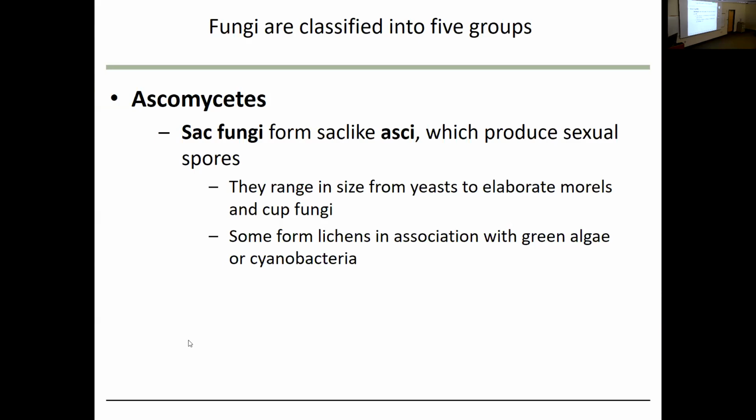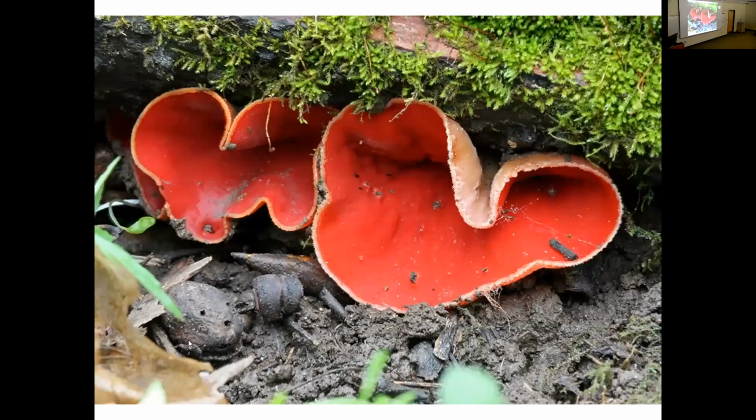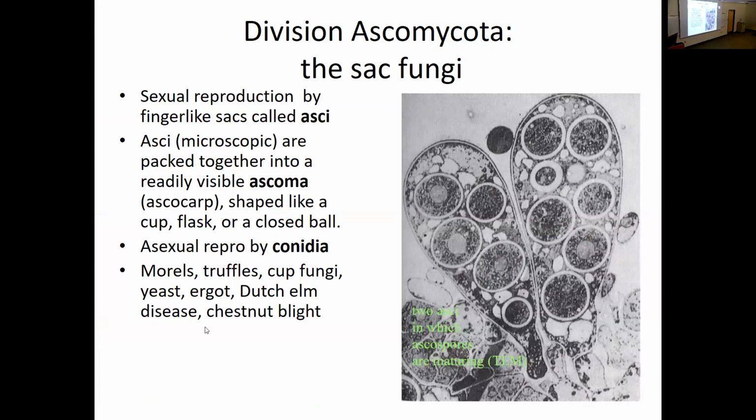Most lichens are what are called ascomycetes. This is a non-lichenized ascomycete, but if you have some familiarity with mycology, you might have recognized these brilliant cups that are the spore-producing structures. They're aggregates of the spore-producing structures. Microscopically, there's more to it. This is an electron microscope view of the structure within which the spores are produced. And it's called an ascus.